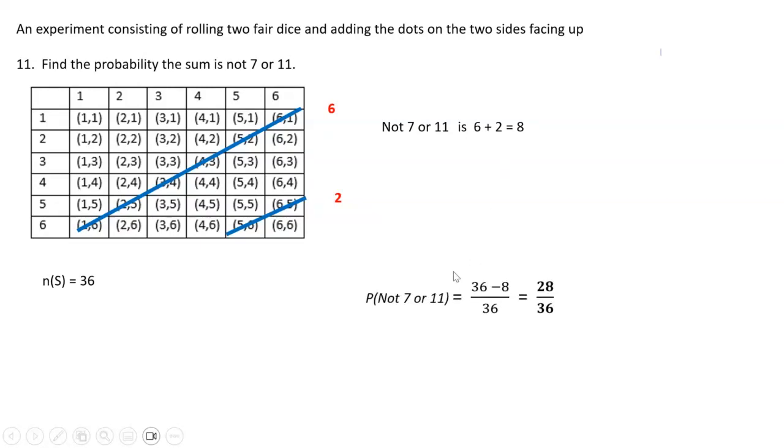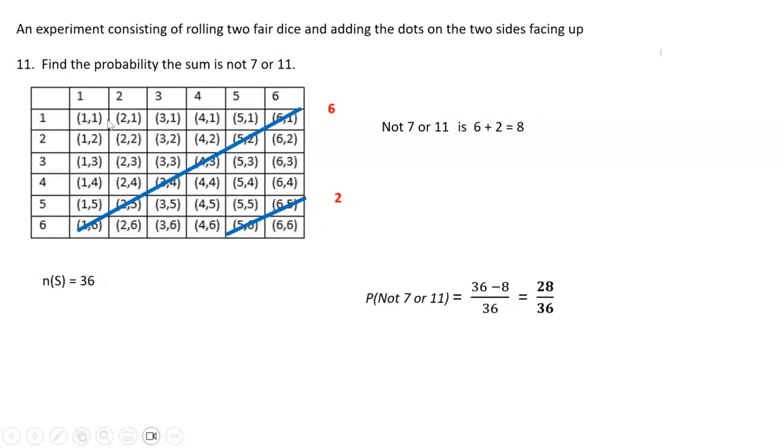Number 11, find the probability the sum is not 7 or 11. Right, so these are the 7s, the sum. So not the 7s, nor 11. Right, which will be, not 7 or 11 will be the 6 plus 2, right, which will be 8. So, instead of counting all these, if it says not these, it means it's going to be everything else, so the easier way is to subtract 8 from 36, right, which would be 28 over 36.